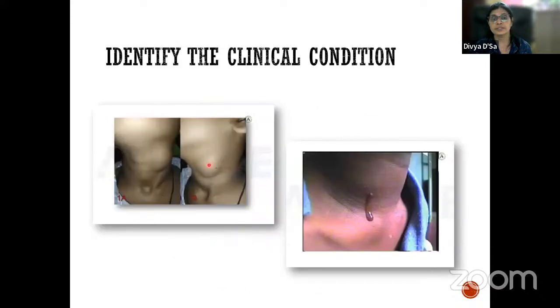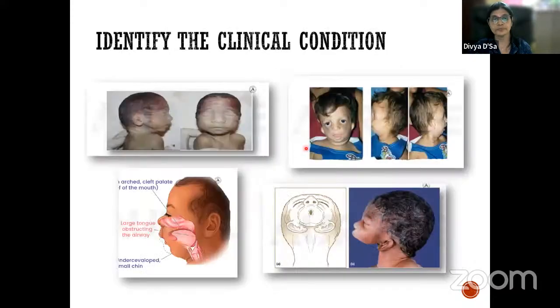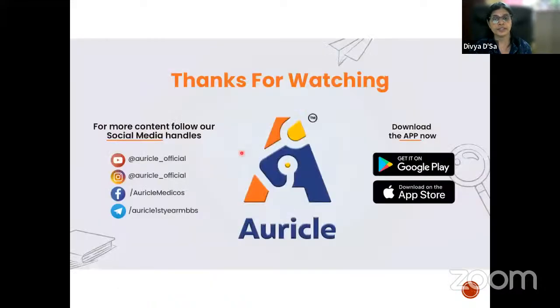Okay, so what is this condition? Now here, this is because of the ectodermal clefts not being obliterated. So this is called the branchial cyst. This is the branchial fistula. So here, this is Treacher Collins. This is Pierre Robin syndrome. Okay, Pierre Robin, and this we have the DiGeorge syndrome. Okay, so you can identify that.